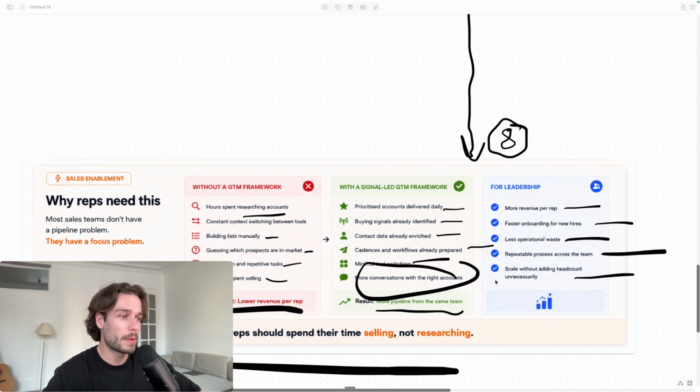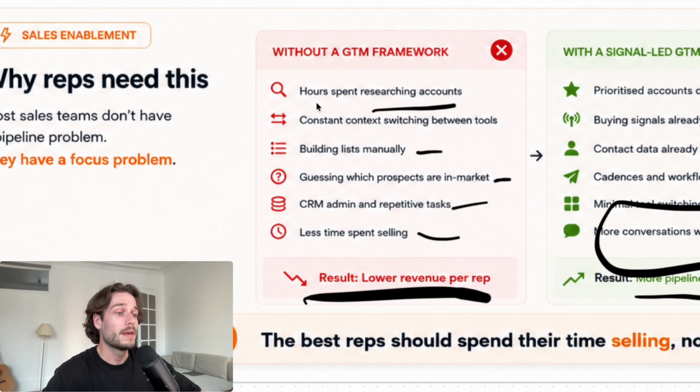Now, why do reps need this? Why do they need this ABM approach? Step 8 here. Without having a proper go-to-market framework, your reps are spending hours researching accounts. They're wasting their time. They're coming in every morning. They're sipping their coffee on LinkedIn, scrolling. This prospect has just started a new job. They're wasting their time, and they're wasting your time and your money as well.